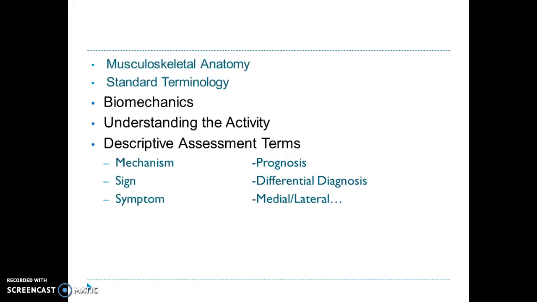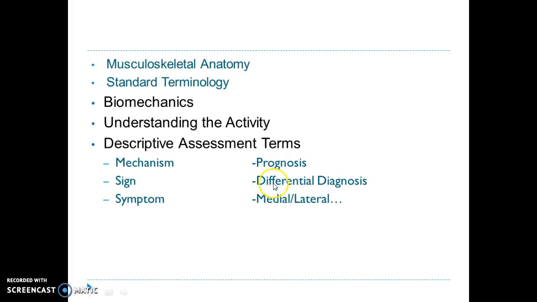Just wanted to cover a few assessment terms and some of the terminology we're using in evaluating. Mechanism means how did the injury occur. A sign is something that I can see. A sign would be swelling. A sign would be bleeding. A sign would be deformity. A symptom is something that the patient or the client is going to tell me about. So that's not necessarily something I can see. That would be their description of how the injury feels. So numbness, tingling, burning sensation, those sorts of things. Those are symptoms. All right.